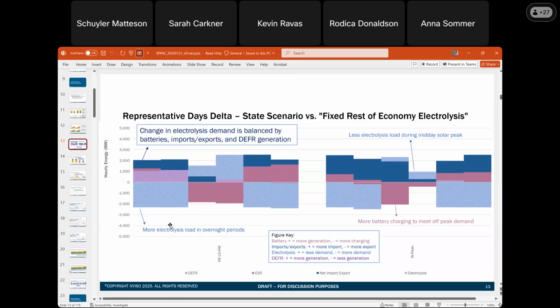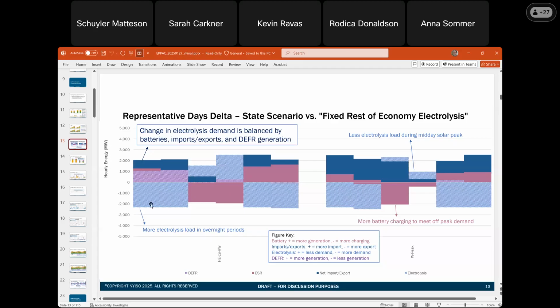But what that looks like in our new case, compared to the state scenario, is we're seeing more electrolysis load in overnight periods. So things get a little tricky here. More negative electrolysis means that there's more load, just because of the signage here. When we have more of a negative element, it's indicating more load. So we have more electrolysis load in overnight periods, both in the morning and in the evening. And then we actually have less electrolysis demand in the middle of the day. And so it's being redistributed into the evening and morning.